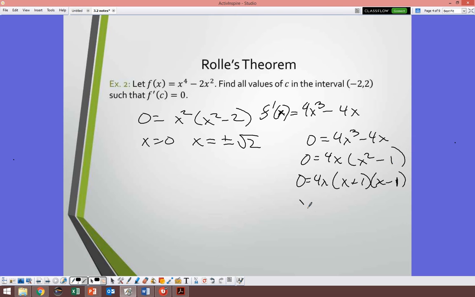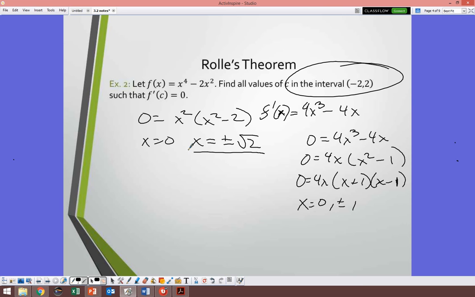So x equals 0 and plus or minus 1, right? So I have all the places in which my derivative is going to be equal to 0. Are those in between the points on this interval here? Yes, they are. So Rolle's theorem actually applies for this one because it's between that.